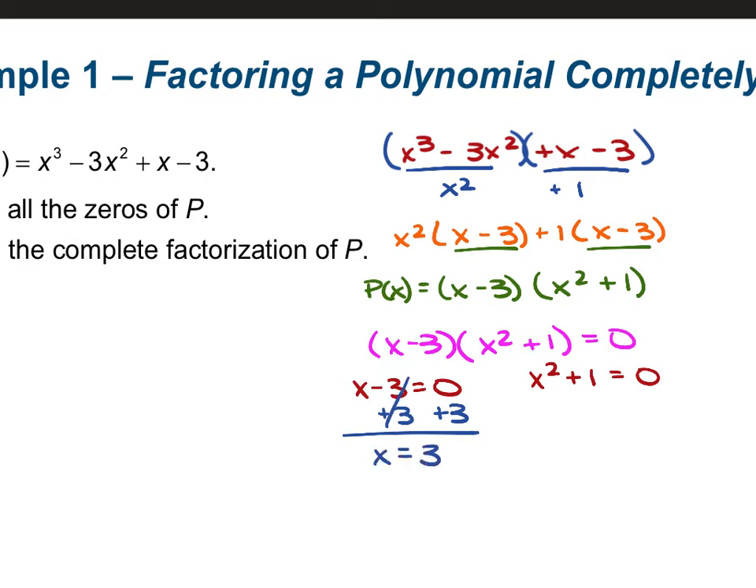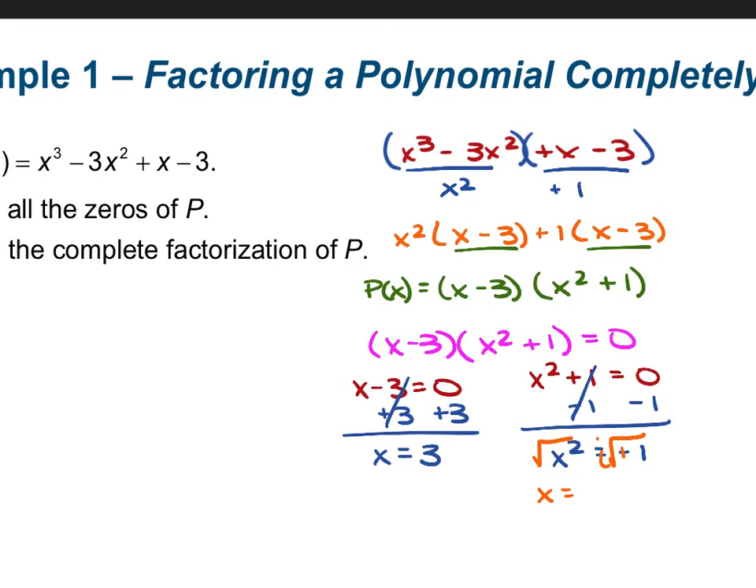For the x squared plus 1 is equal to 0. For this one, in order to get x by itself, you're going to have to subtract the 1 from each side. So we have x squared is equal to negative 1. From there, we're going to take the square root of each side. And when we take the square root of that negative, we're going to turn it into a positive and bring an i out front. That i just represents that it's imaginary.